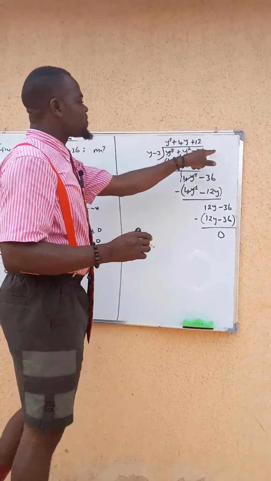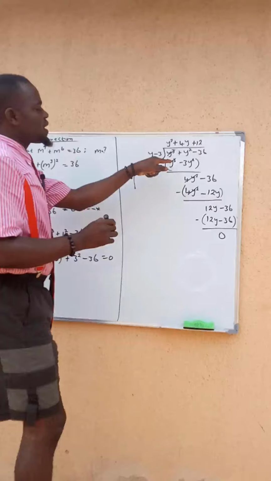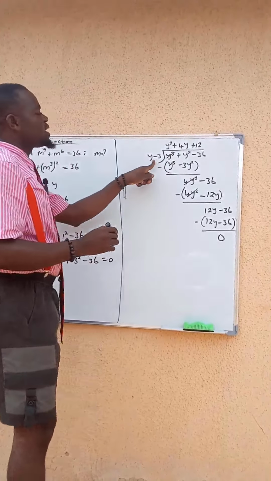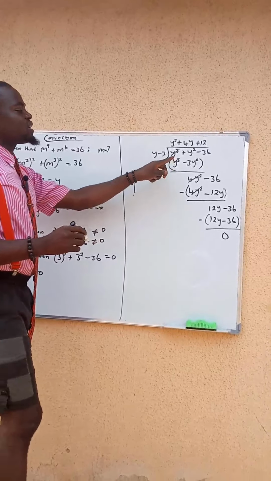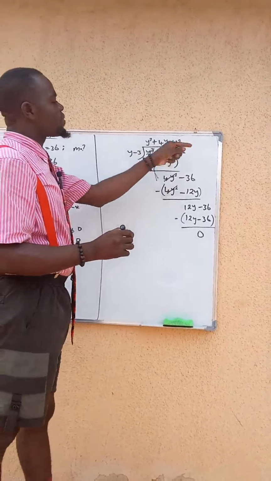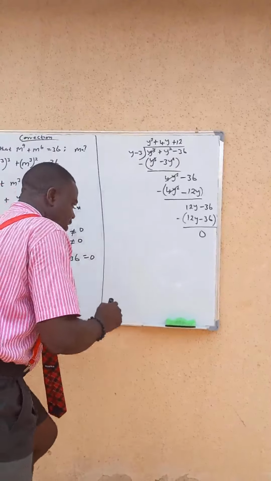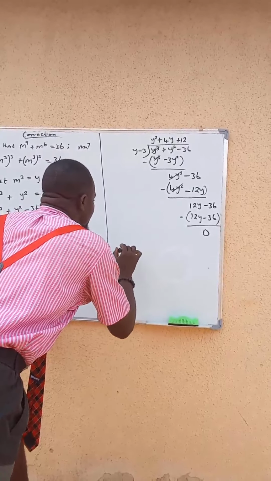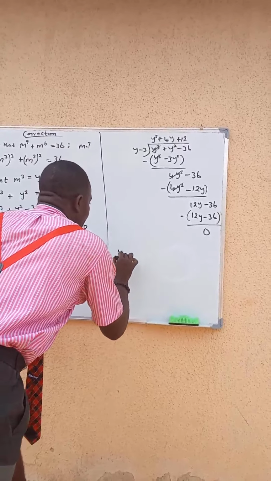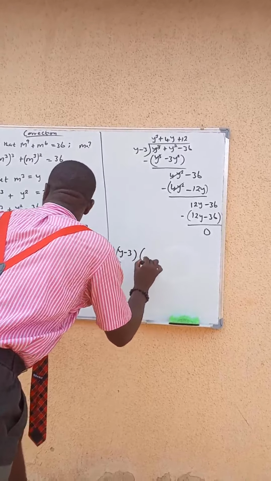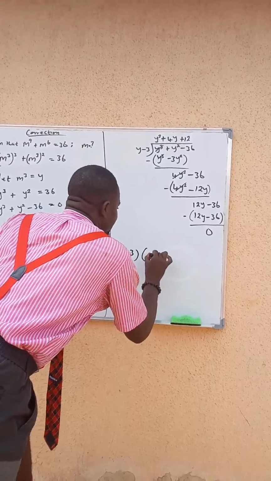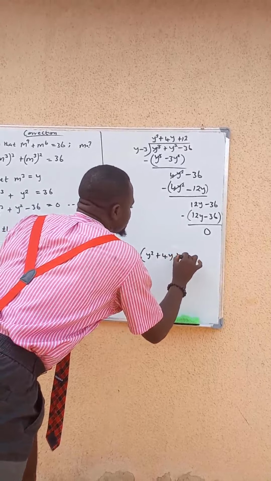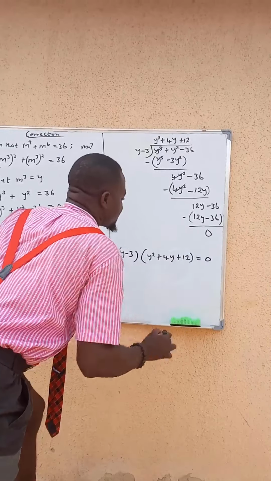So you now find out that from this division, y raised to the power of 3 plus y raised to the power of 2 minus 36 divided by y minus 3 will give me y squared plus 4y plus 12. So what I'll have from there, it will now be what? From the division, I'll bring this one, y minus 3, times y squared plus 4y plus 12 is equal to 0.